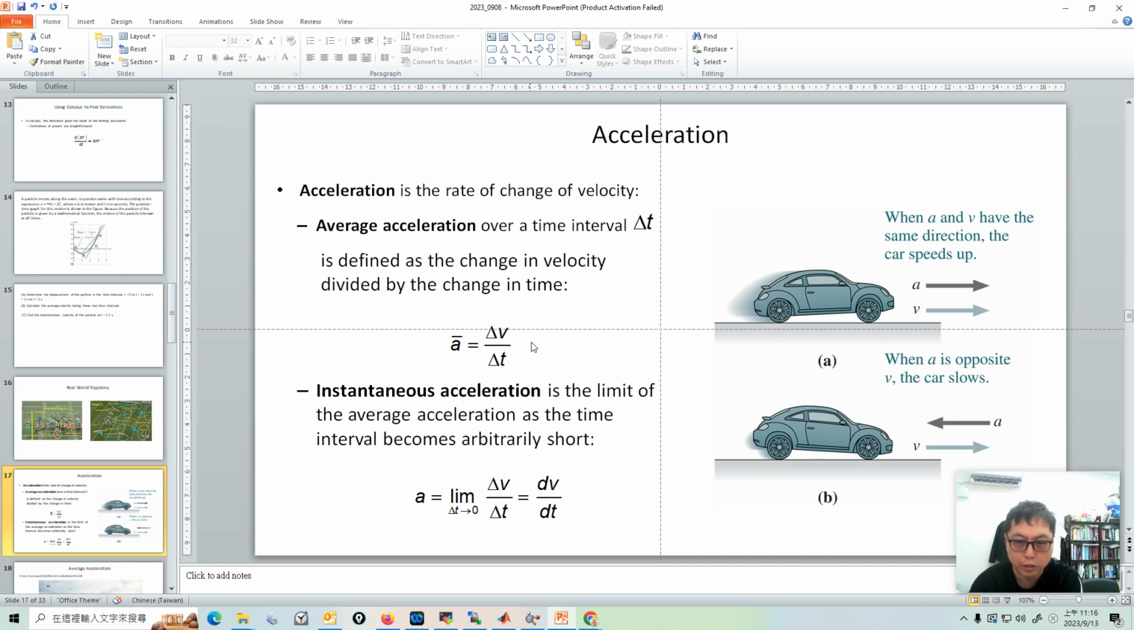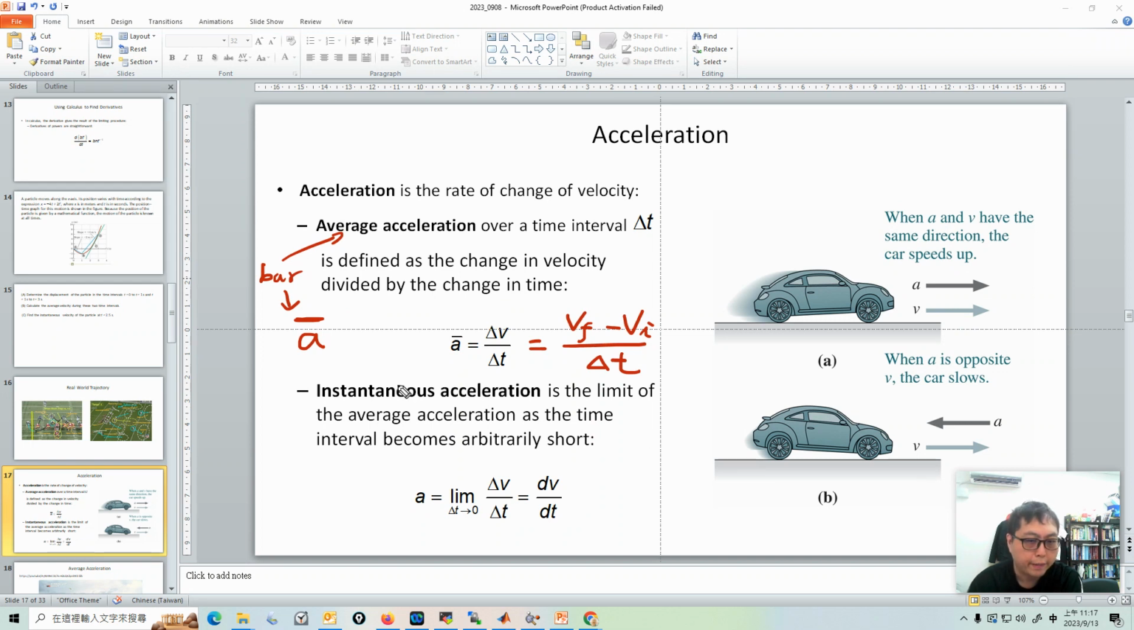For the change of velocity, I would like to use another expression. I think you all know about that. I like to write it this way: the final velocity minus the initial velocity, divided by the time interval. Like the average velocity, for the average acceleration we use a bar, the horizontal line over the a. The bar means average.